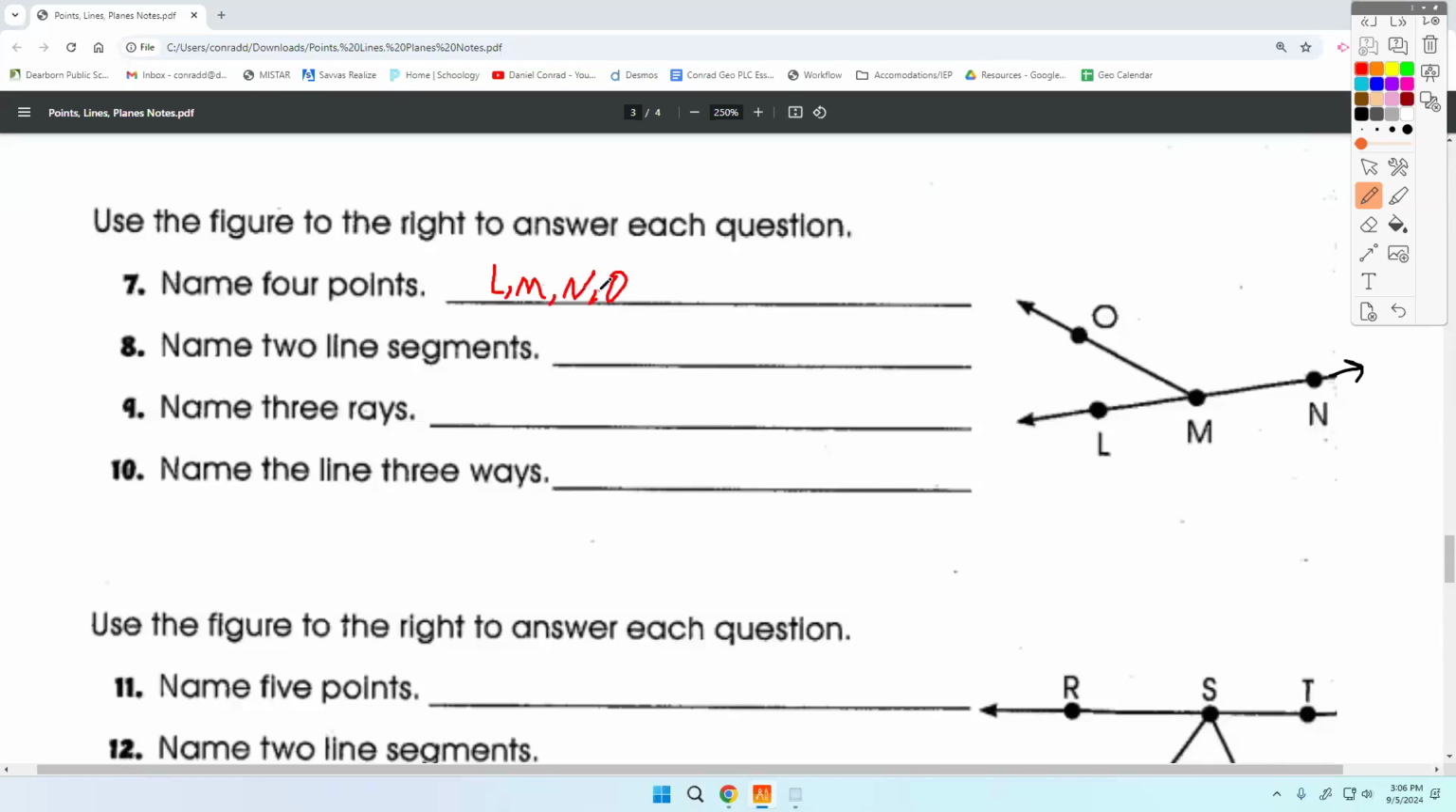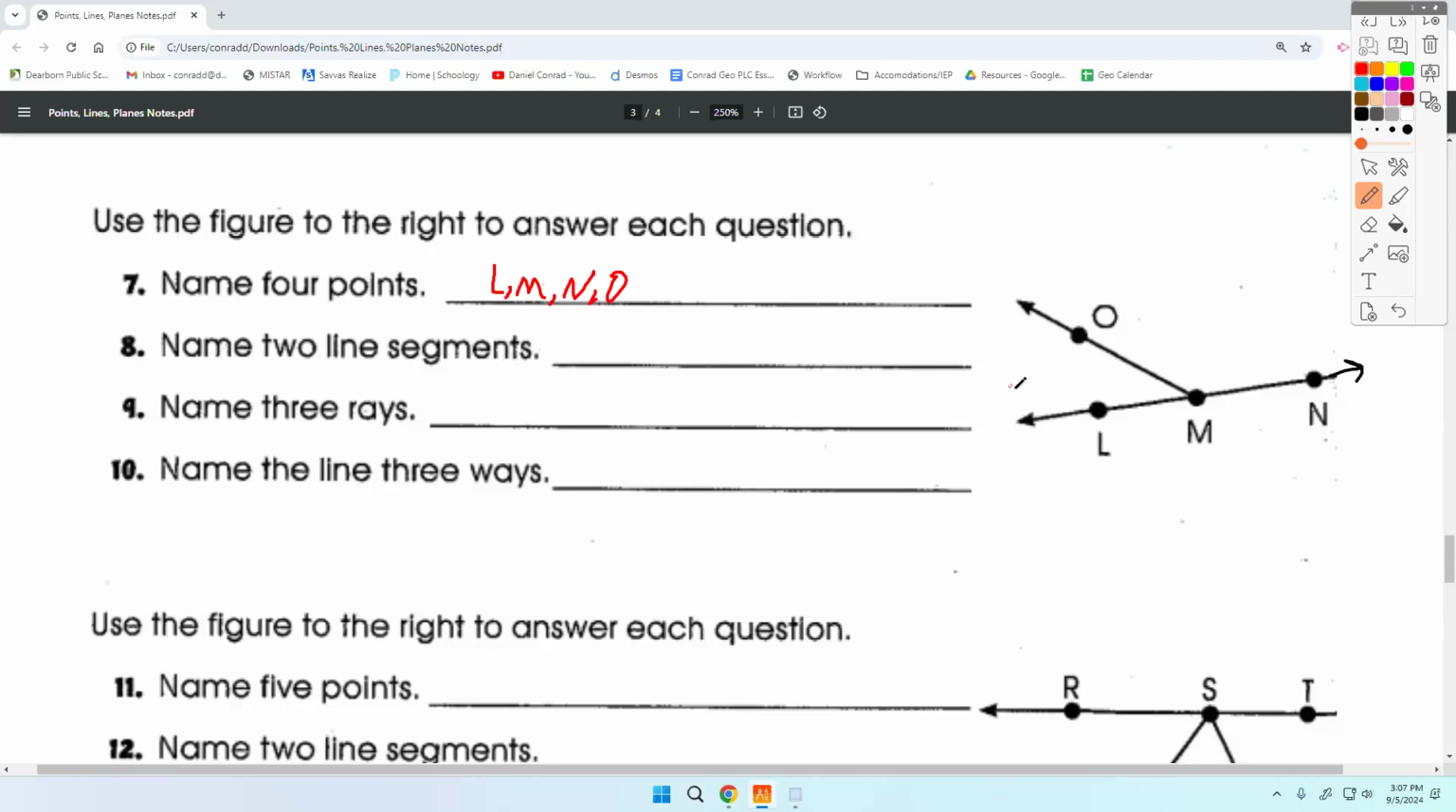We're putting commas here because we're making a list. We're listing off the points. You don't want to put L, M, N, and O all smushed together. They're points that we're listing. If I told you to list the colors, you wouldn't write red, blue, green as one big word. You would put red, comma, blue, comma, green. So we're separating it, we're listing.